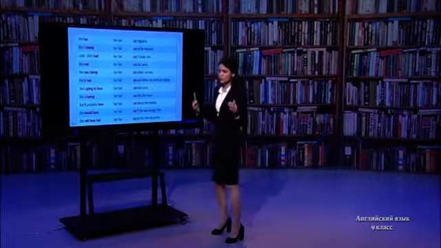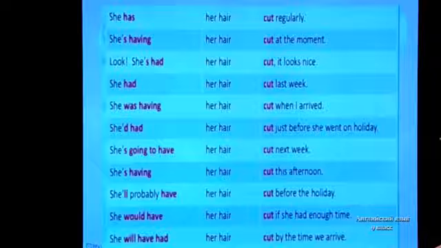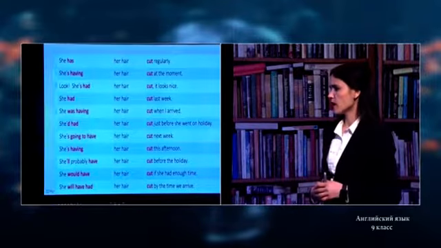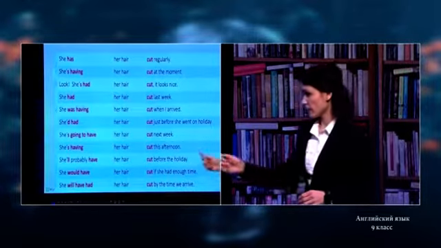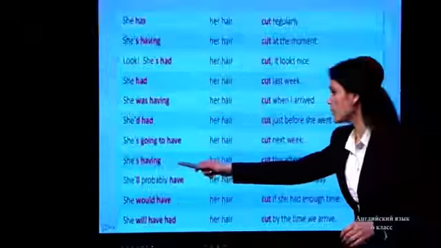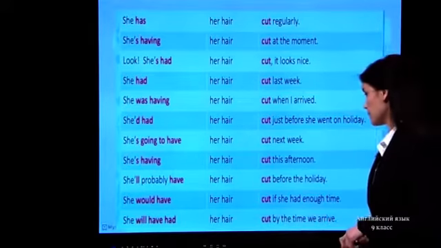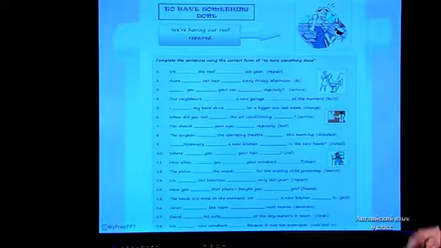Because she's too busy to do it, or she doesn't have time to go and have her hair cut. That's why probably, not exactly. And in this case, we use the verb will. Well, next one.